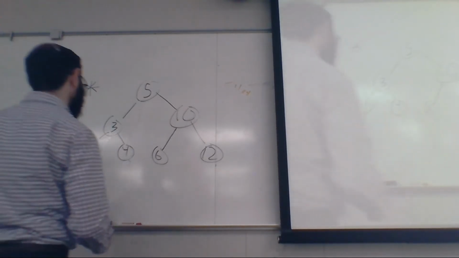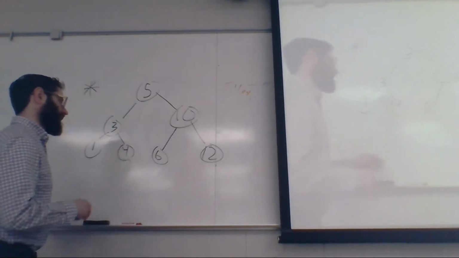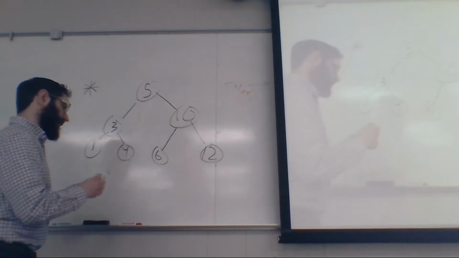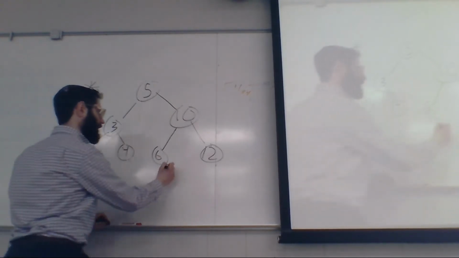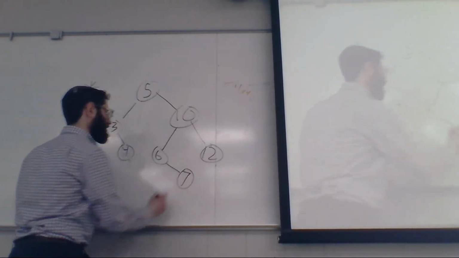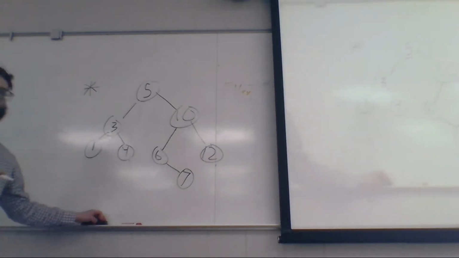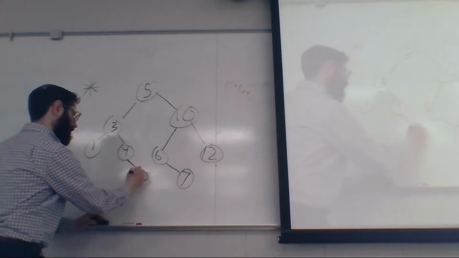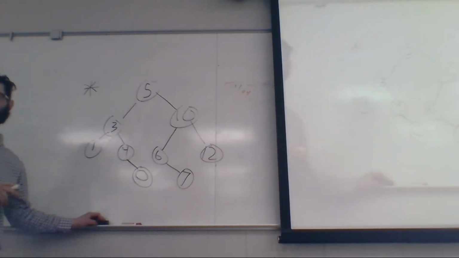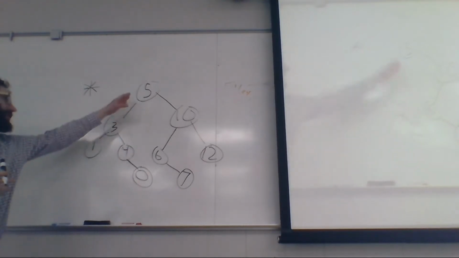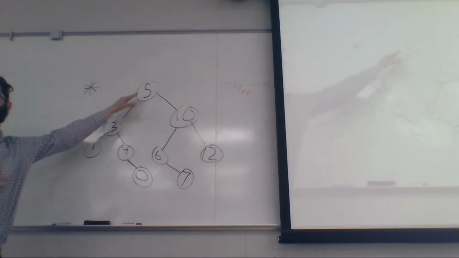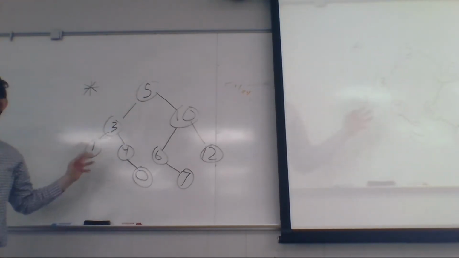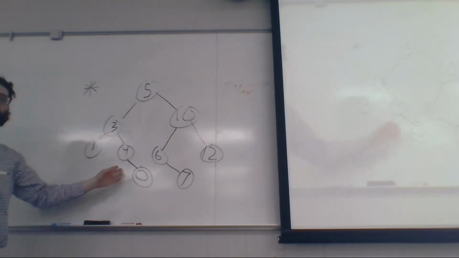Okay, so let's go ahead and look at some more examples. Let me add some more nodes, like over here, 7. Is this still a binary search tree? Yeah. Okay, if I add a 0 over here, is this still a binary search tree? No. What's violated? 0 is less than 5, and it's on the left side of 5, so what's wrong? It's on the right side of 4.